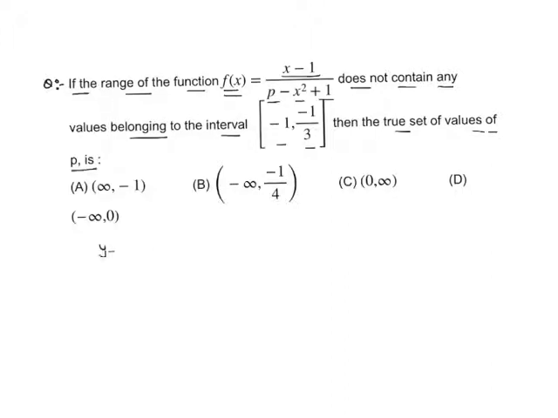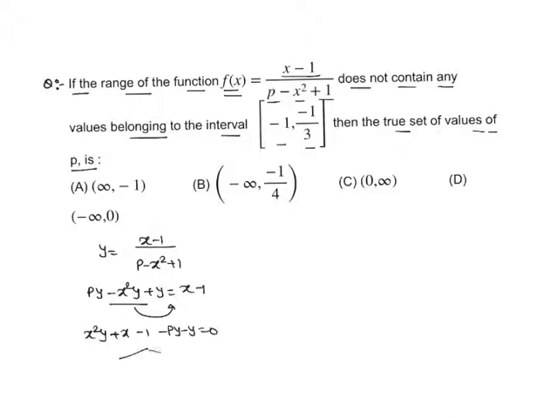What we will do? y = (x - 1)/(p - x² + 1). Now we will cross multiply: py - x²y + y = x - 1. Now all the terms we will take to the right-hand side. So what will we get? x²y + x - 1 - py - y = 0.